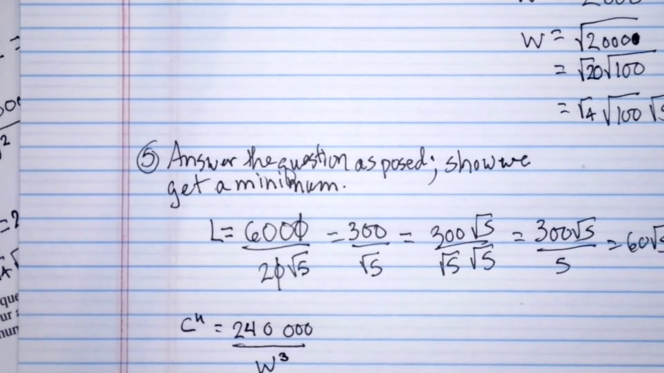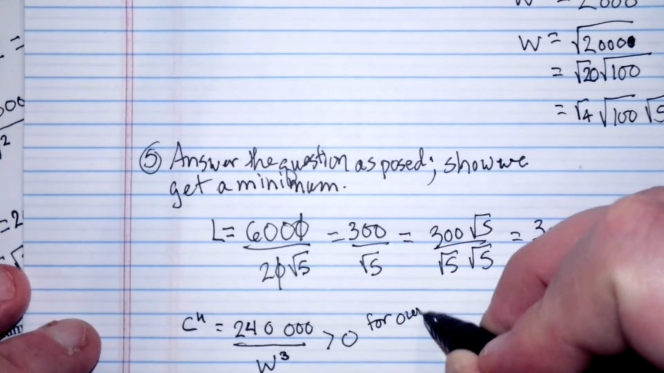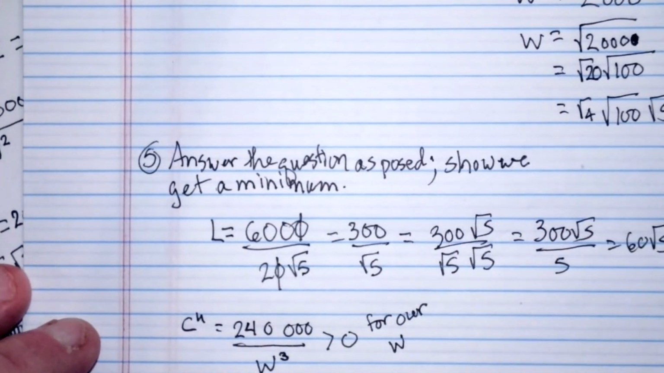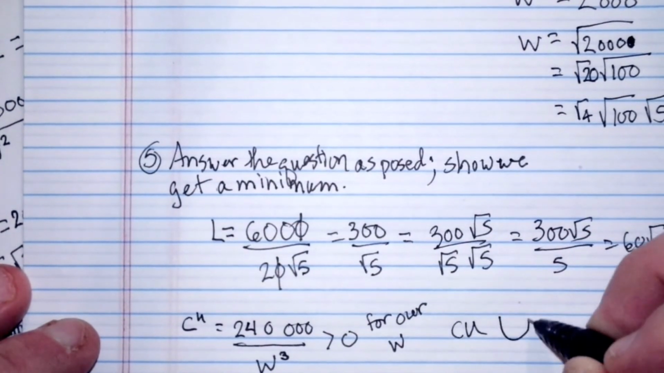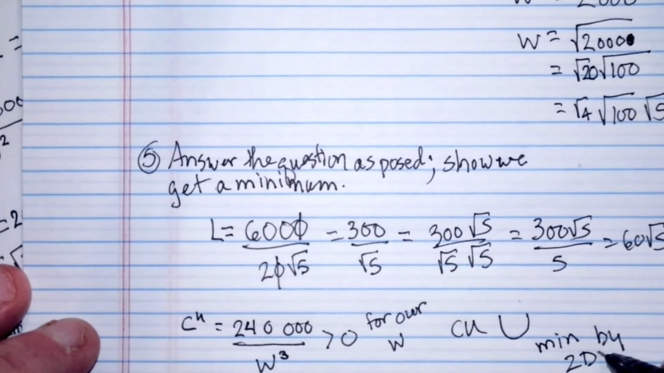Now, W is positive, so this is going to be positive for our value of W. So that means that the graph is concave up, and we get a minimum by the second derivative test.